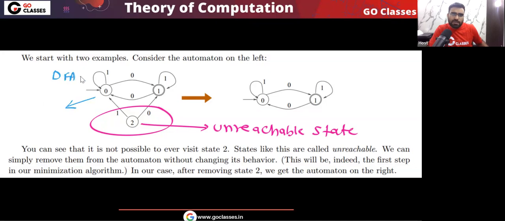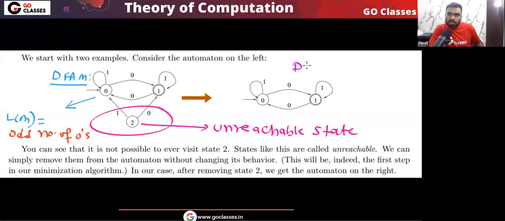Let's call it DFA. For this DFA, what is the language? You can easily see the language is basically an odd number of zeros. Yes or no? Okay, and you can see state number 2 is unreachable from the initial state. The initial state is state 0. From the initial state we can never reach state number 2. So state number 2 is an unreachable state. This DFA accepts the language odd number of zeros. Now I can remove this unreachable state and the language will not change. Yes or no? So I got a new DFA.